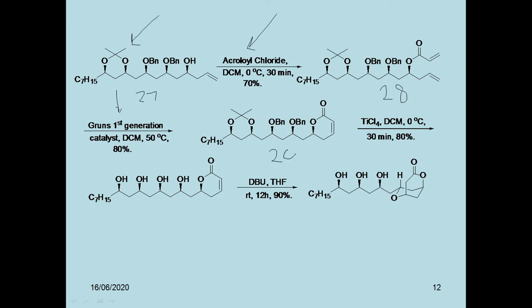The same steps of reactions you have to do. You treat compound 29 with titanium tetrachloride in DCM. First the acetonide is removed, followed by the two benzyl groups being removed. You are getting the polyol compound 30. Then compound 30 is subjected to DBU cyclization, and you will get the target molecule, polyhectate B. An oxa-Michael reaction is taking place.